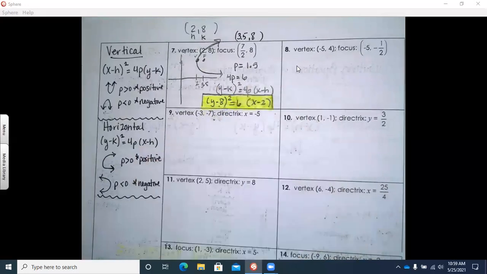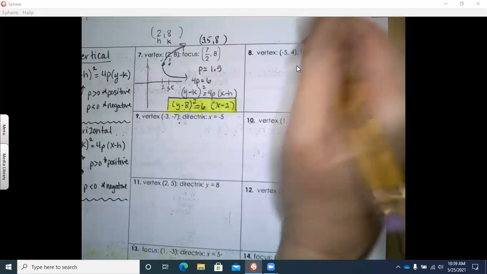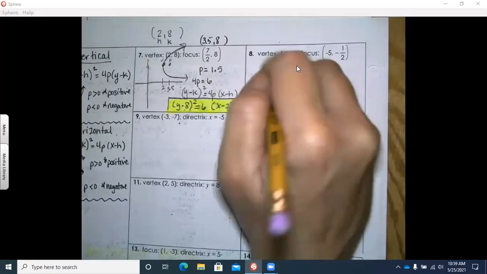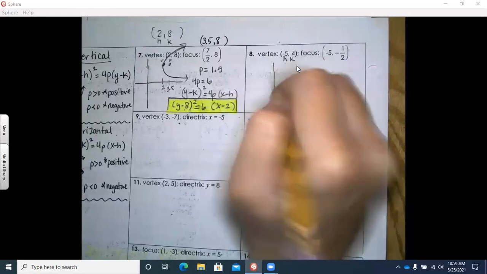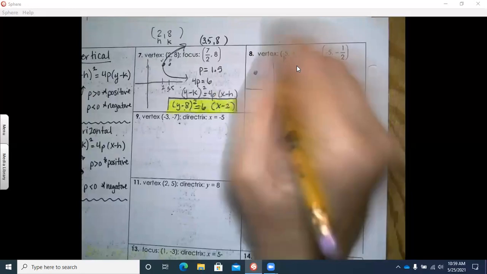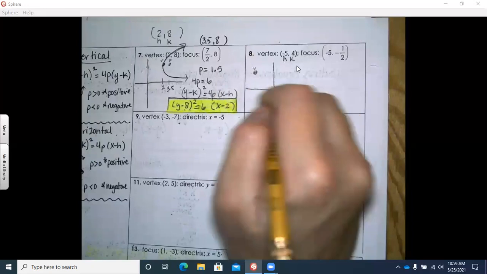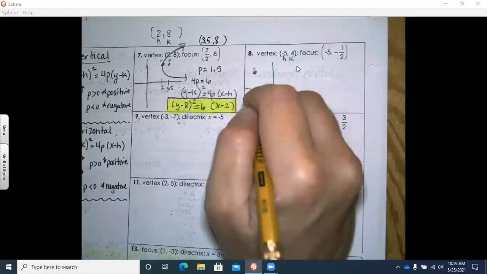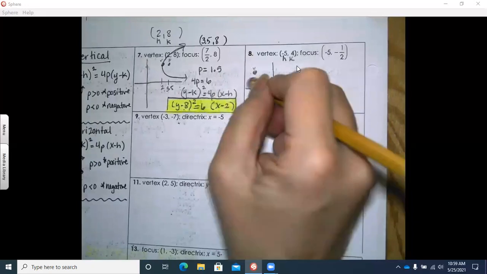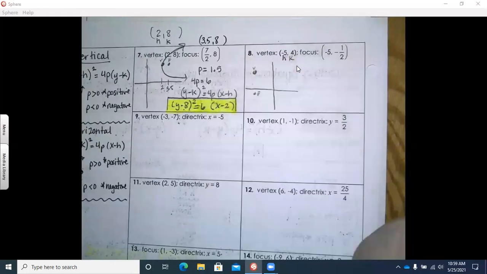Everybody good? All right, number 8, they gave us a vertex, so we know our h and our k. So the vertex is at (-5, 4). And the focus is at (-5, -1/2). Wait, (-5, -1/2). So is this going to open up, down, left, right, what? Down.